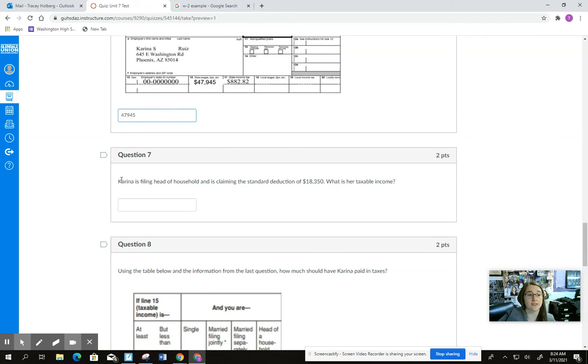Now going on from here to number 7, Karina is filing head of household, is claiming a standard deduction. What is her taxable income? So again, we found that was her gross income, but not all of that's going to get taxed because we have a standard deduction to take care of. It's a deduction. What do you think you should do? You should subtract, right?